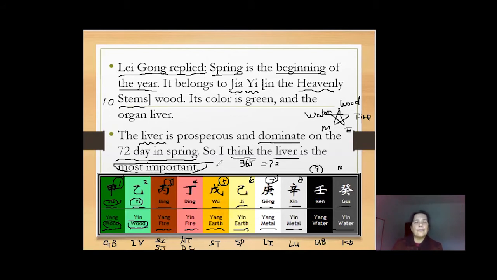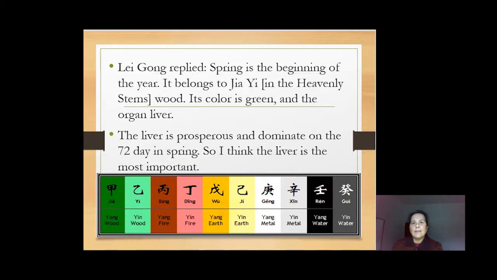So that's the first question Huang Di asked: which organ is more important? And Lei Gong answers, the liver is more important. So that's in this part.